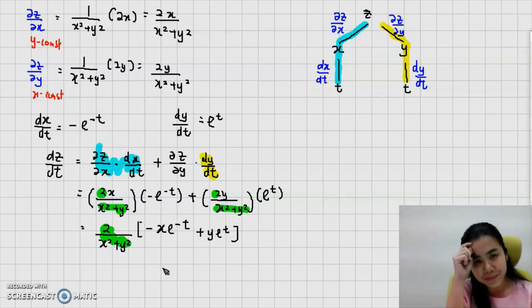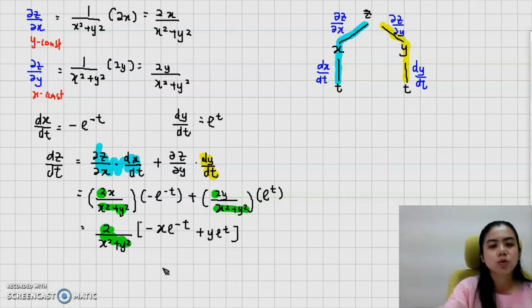Because your answer should not consist of x and y anymore, because it's just differentiate with respect to t, so your answer should be in t only. So let's just check back just now. What is our x and y? You have to change it. All of them are actually in terms of t only. Don't leave it this way, right?